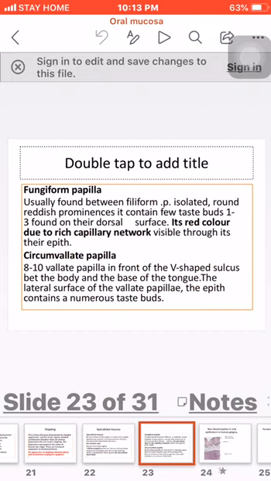Other papillae are the circumvallate papillae. There are 8 to 10 vallate papillae in front of the V-shaped sulcus between the body and the base of the tongue. The lateral surface of the vallate papillae contains numerous taste buds.